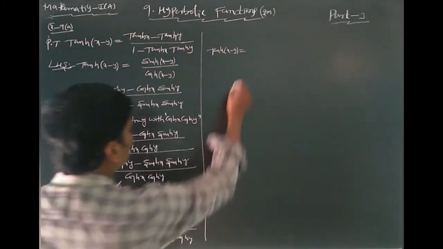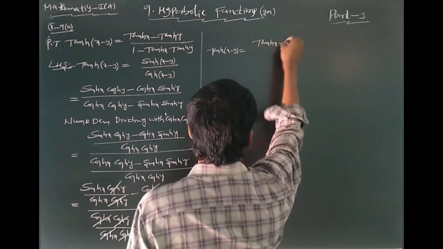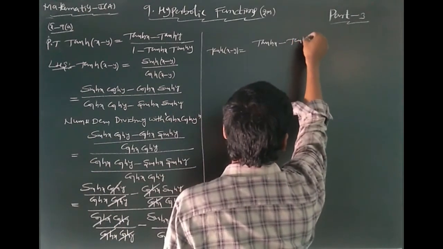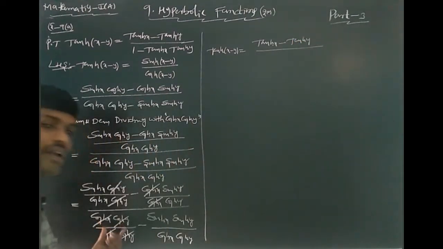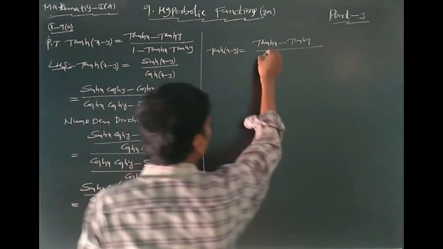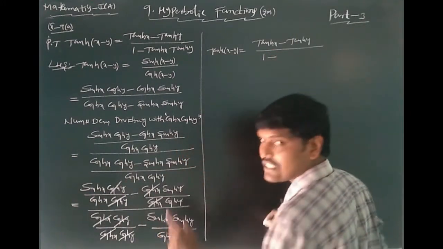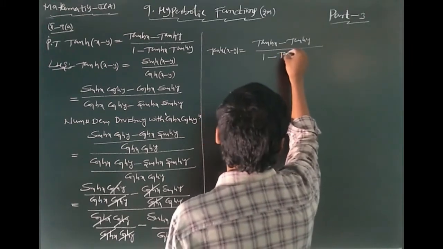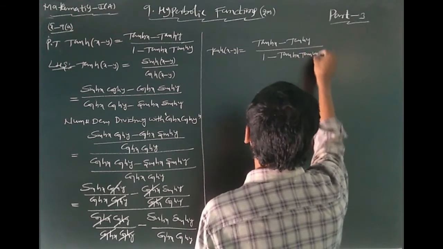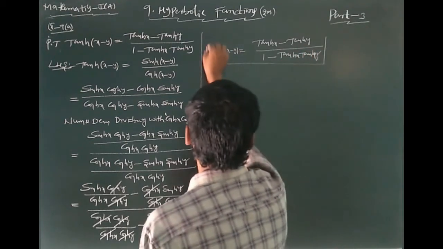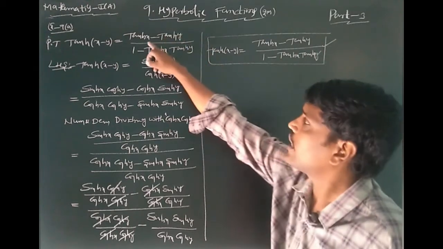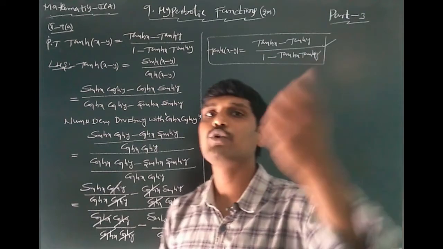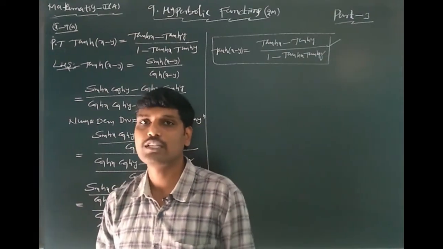Sinh x by cosh x you can write tanh x, minus sinh y by cosh y you can write tanh y, all by, here there is only 1 by 1, that is the value 1, minus sinh x by cosh x you can write tanh x, sinh y by cosh y you can write tanh y. That's why you can write 1 minus tanh x into tanh y. This is the RHS part. Correct or not, students? Tanh x minus tanh y by 1 minus tanh x into tanh y. In this way you can prove it.